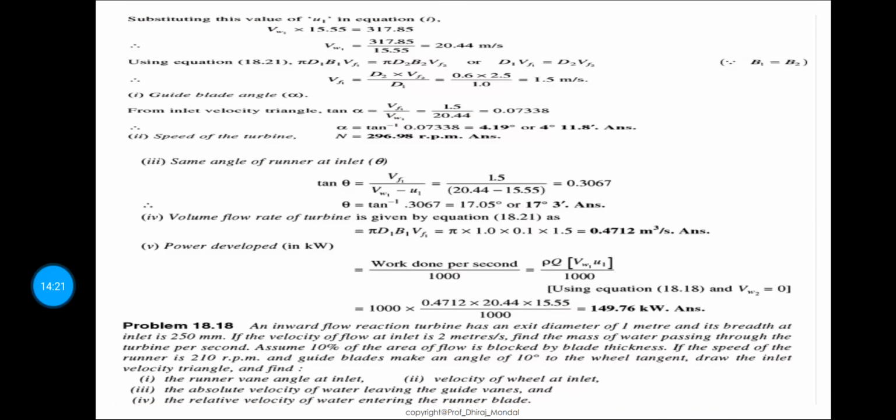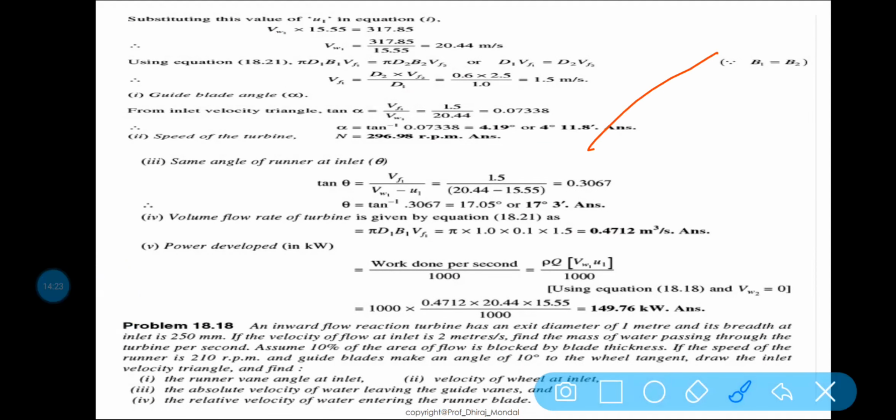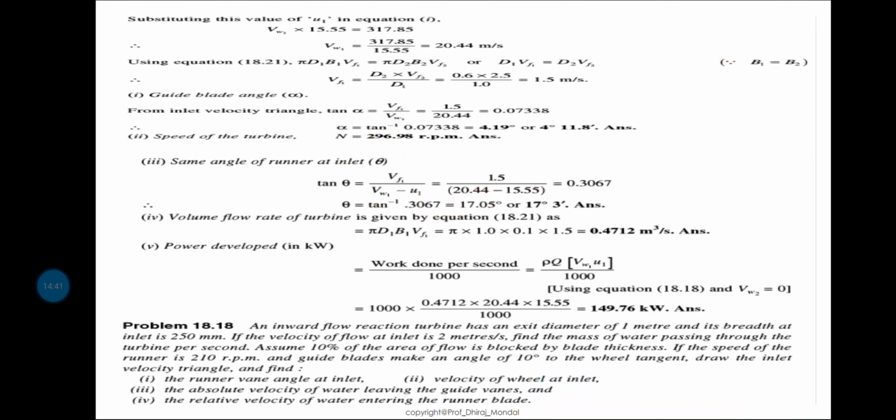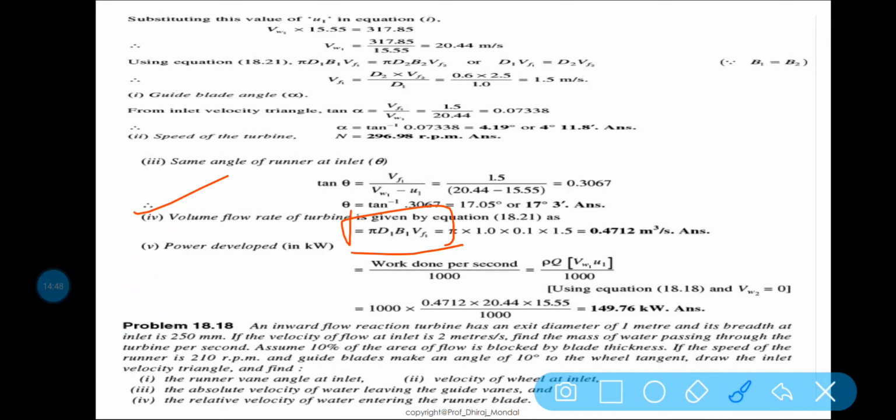So let us calculate theta. This one is your theta, this is your vf1, and this one is your vw1 minus u1. So tan theta is equal to vf1 by vw1 minus u1. Put all the values, you will be getting theta as 17.05 degree. The second last question was the volume flow rate of the turbine, and you know it is pi d1 b1 into vf1. Put the value, you will be getting 0.4712 meter cube per second.